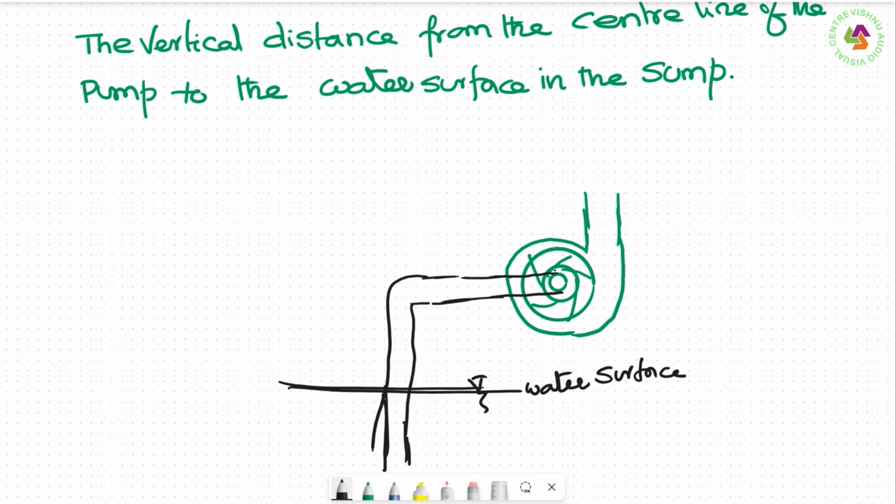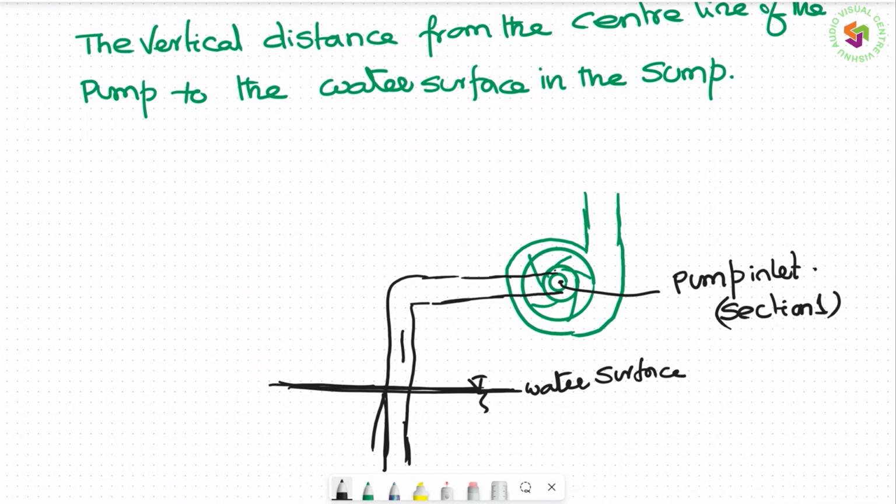I call this the water surface, and this point I call the pump inlet, section 1. This is the free surface. Now this is the velocity Vs, and this one I told you already, Hs.